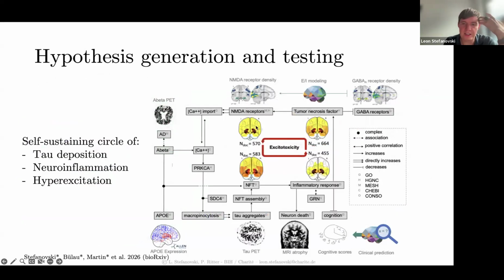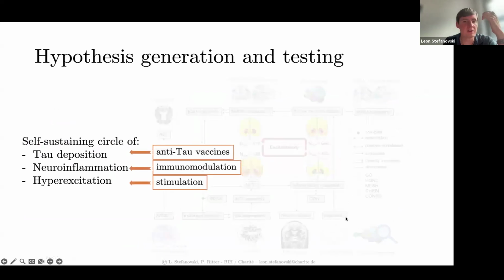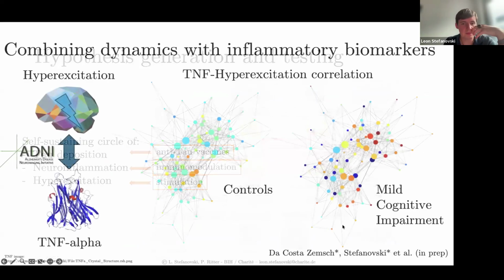And when we have created something like this mechanistic circle, then we can see, of course, in which parts we can intervene. Here it could be, for example, the tau deposition, the neuroinflammation, or the hyperexcitation. And these are all things that we can actually address with potential treatment strategies like anti-tau vaccines, immunomodulation or immunosuppression in that case, or with stimulation treatments.